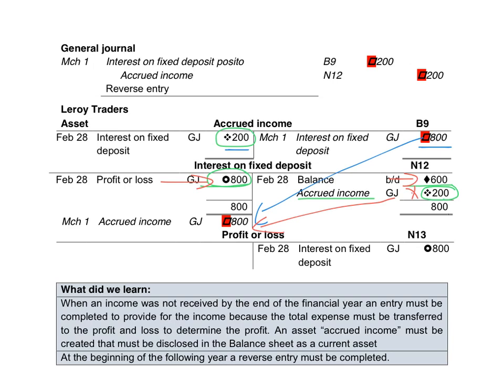What did we learn? When an income was not received in time at the end of the financial year, an entry must be completed so that the income can be increased to the full amount. And an asset, accrued income, must be created that will be disclosed as a current asset in the balance sheet. At the beginning of the following year, a reverse entry must be completed.